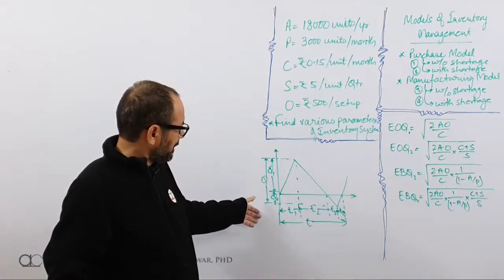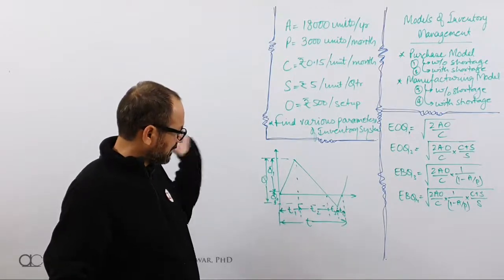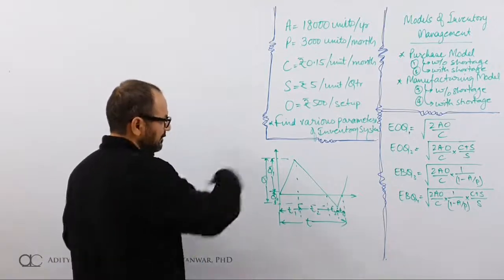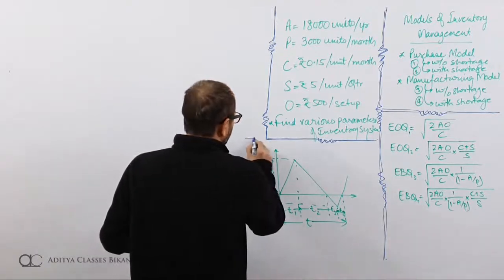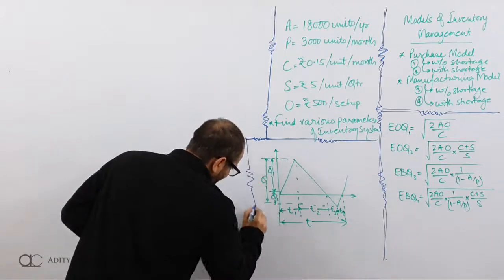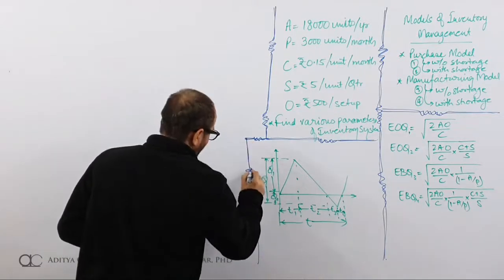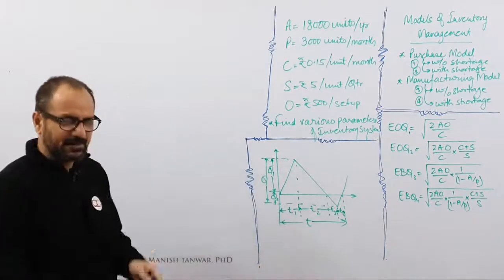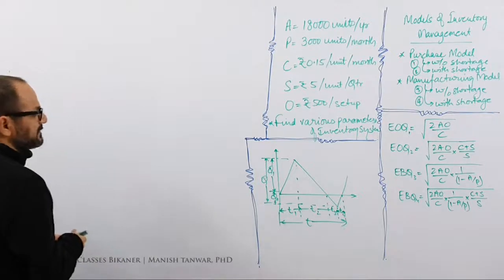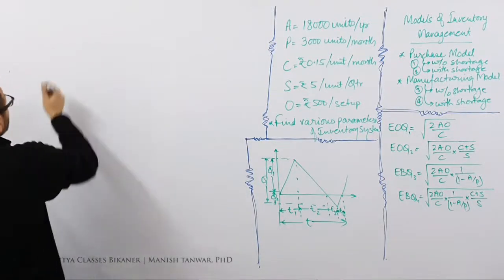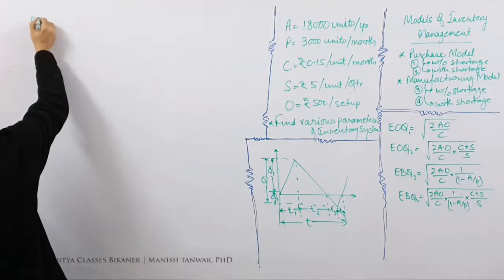So what will be the formulae? We will write down the formulae there itself while we are solving it, okay? Because this time we do not have much space over here. So we will write down the formulae as we come across them. First thing would be EBQ. Because this is a manufacturing model, we will be having EBQ.